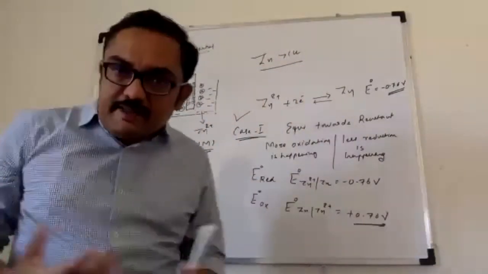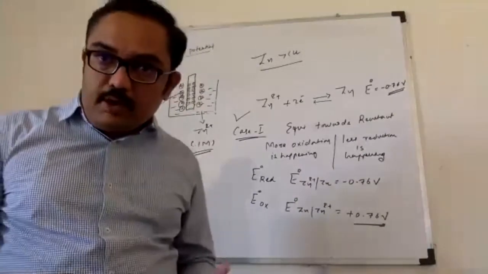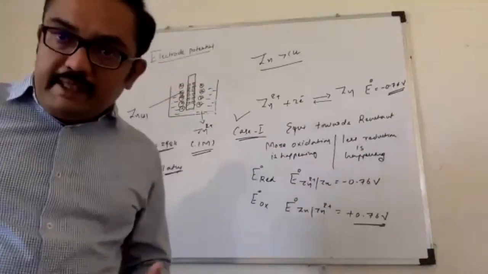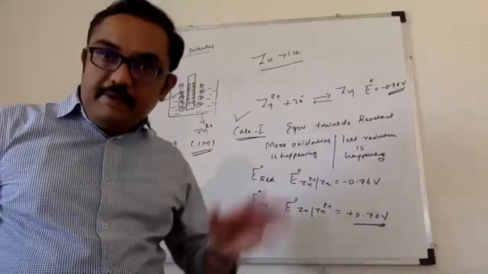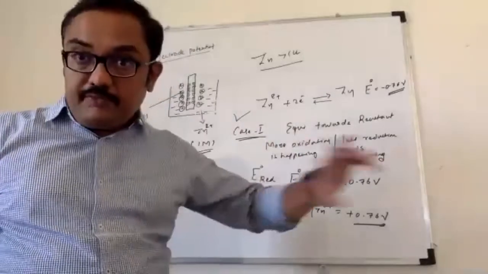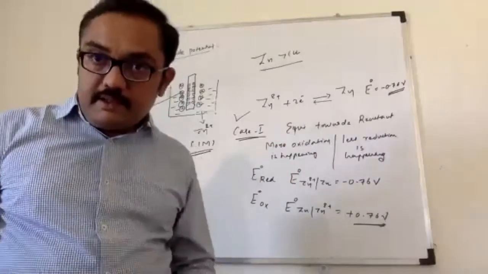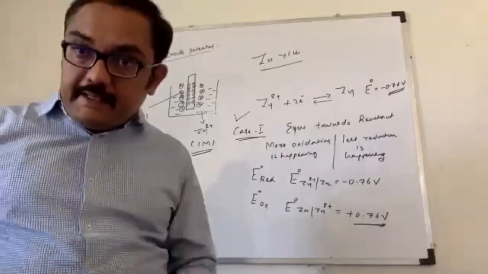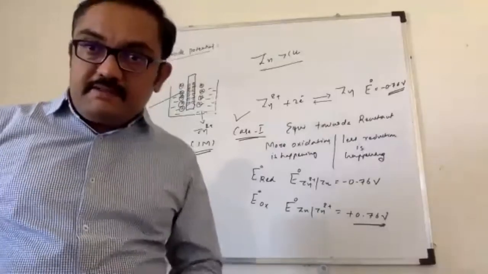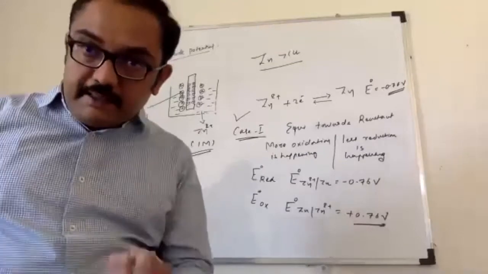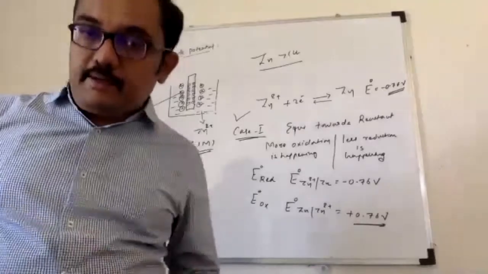In what sense are we saying that Zn is more reactive than copper? We are talking about the tendency of losing electrons. Whenever we compare the reactivity of metals, we are talking about the tendency to undergo oxidation, to lose electrons. The metal which has a greater tendency to oxidize, to lose electrons, is considered a more reactive metal.